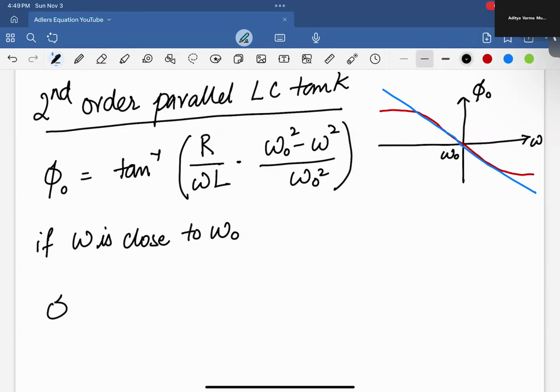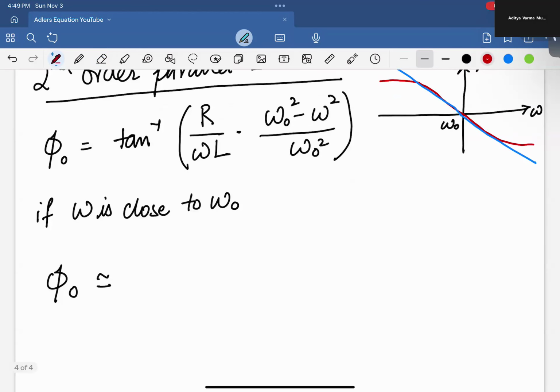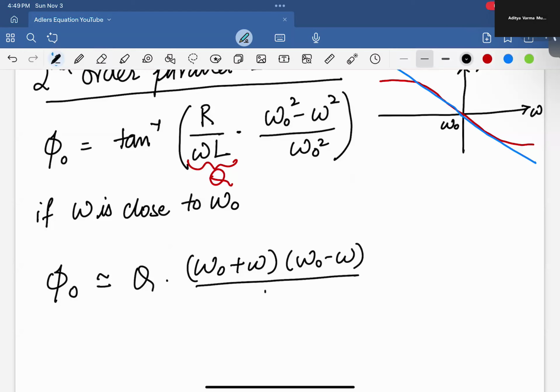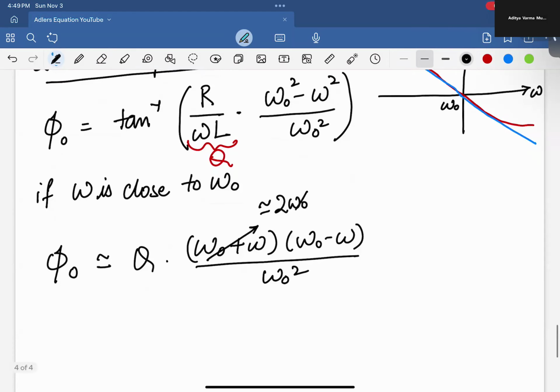Okay. So which means that phi naught now is approximately equal to, one more thing to mention is that this is just the Q of the tank. So we'll use Q instead. So phi naught is Q times omega naught plus omega times omega naught minus omega divided by omega naught square. And this is approximately equal to 2 omega naught, right? So that cancels with this, and then you're left with Q times omega naught minus omega times 2 over omega naught.